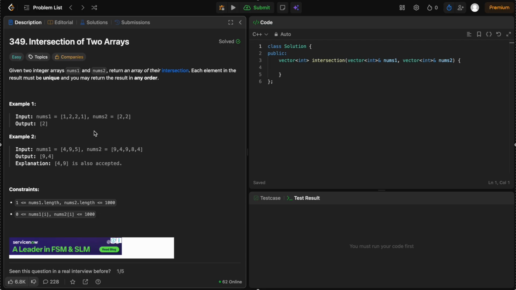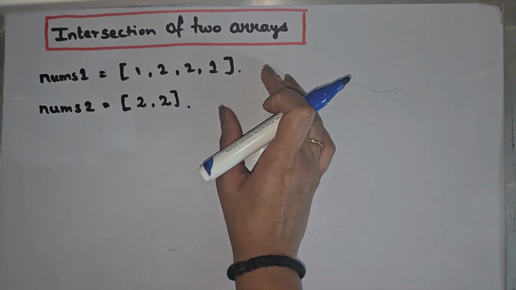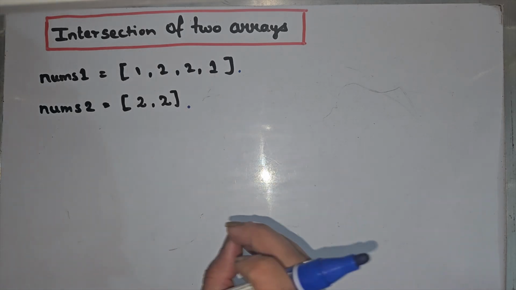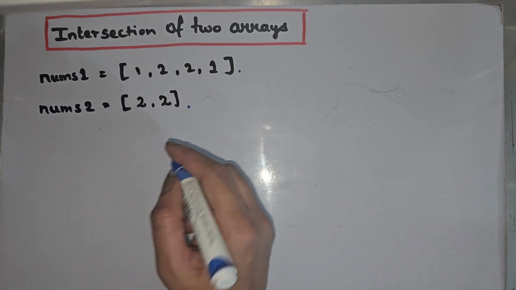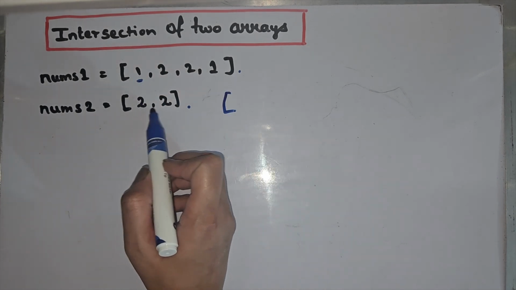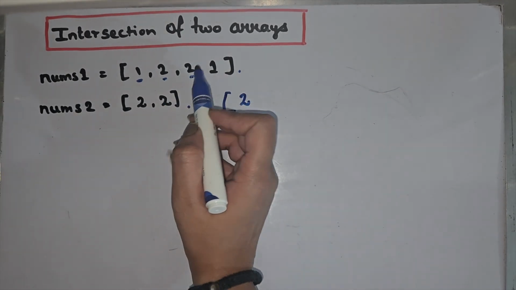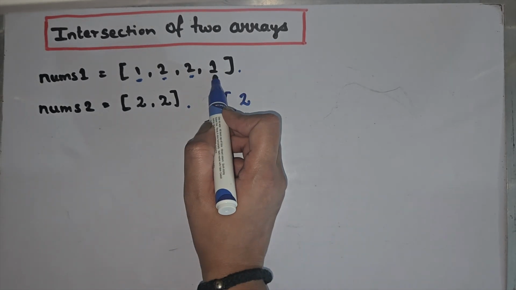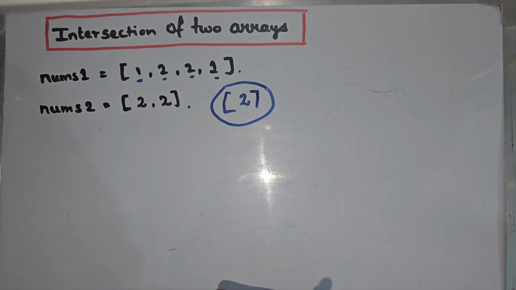Let's understand the question. So we are given two arrays and we have to return their intersection, but the result must contain all unique elements and the order doesn't matter. For example, nums1 is this and nums2 is this. So the output will be the intersection of that. So is 1 present in this particular array? No. Is 2 present? Yes. So 2 will be the output. Is 2 present? Yes. But we only need unique, so we will not add 2 again. Is 1 present? No, 1 is not present. So the output will be 2 only. So this is the question.